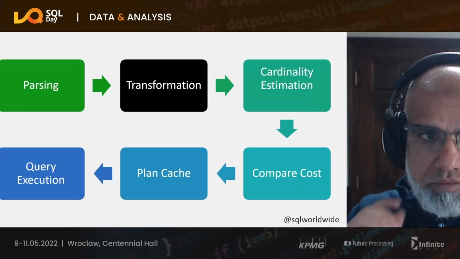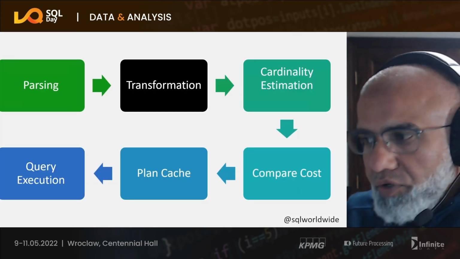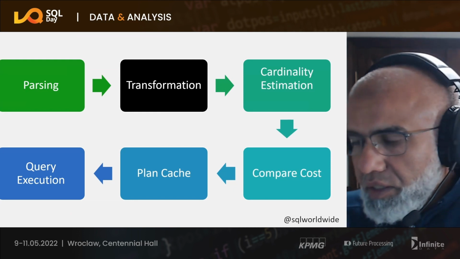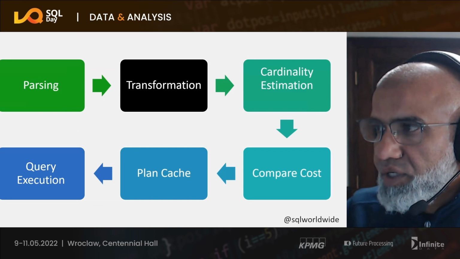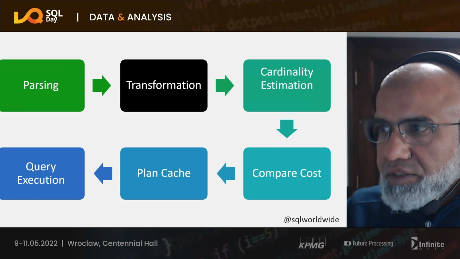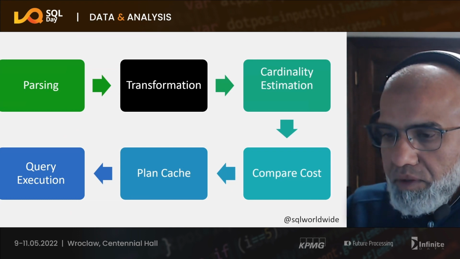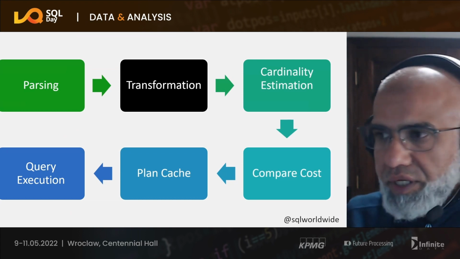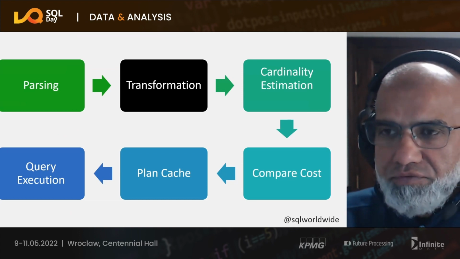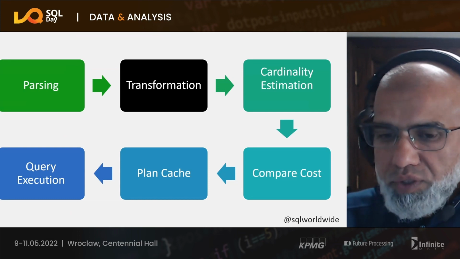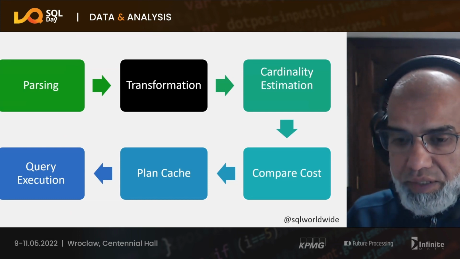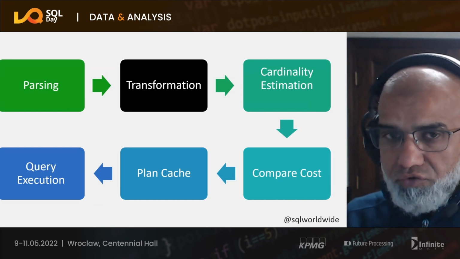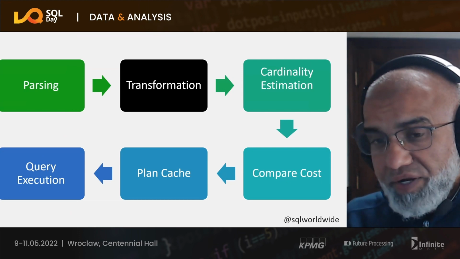So what happens when you submit a query to a query engine? It goes through a bunch of phases. During the parsing phase, it creates a logical tree for us, right? And during the transformation phase, the query optimizer will create a bunch of logical trees. They're equivalent variations of the tree.